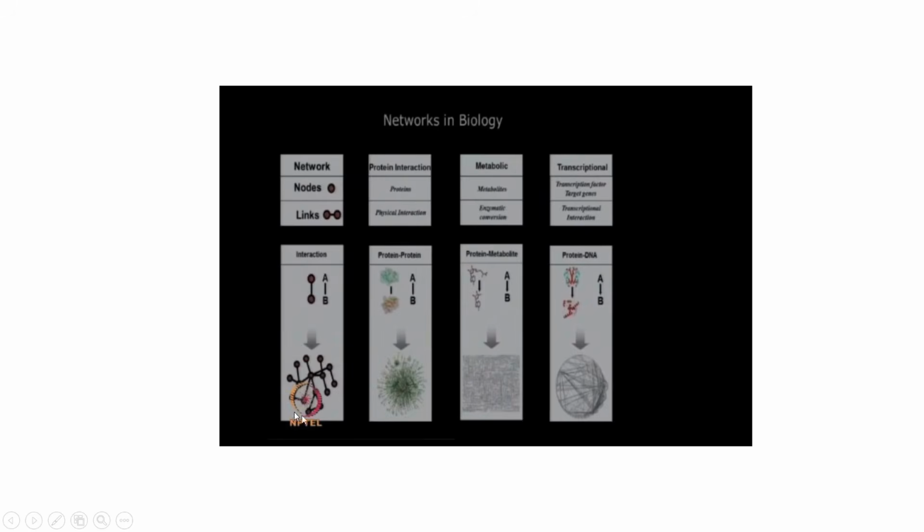So if you see such an image anywhere, it is showing that one molecule is interacting with another molecule. It is also interacting with some other, and it is also interacting with some other. So that's how this node network is shown.